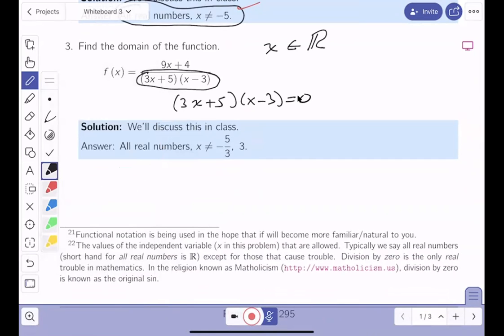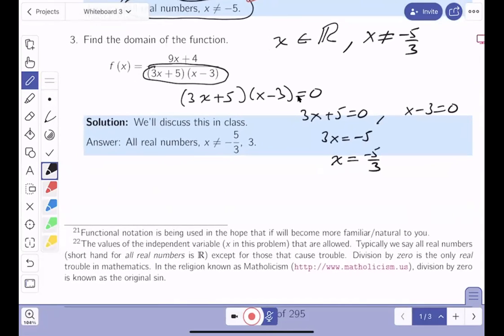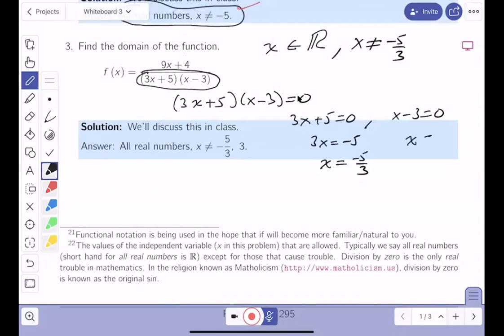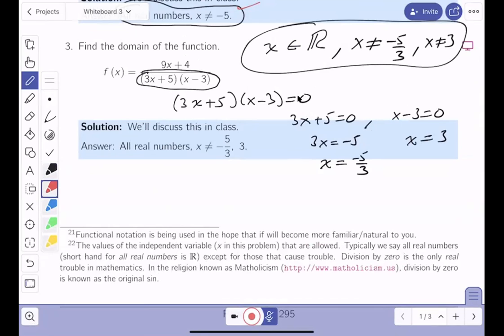All right, looking at it, what do I see? 3x plus 5 equals 0, and the other one is x minus 3 equals 0. And these are very dangerous. What do you get here? 3x equals minus 5, and if I divide both sides by 3, I get minus 5/3. That can't come in. I'll write this down now. x cannot be minus 5/3. Why is that? It would cause division by 0. What's the other number? Well, 3. 3 can't come in either. Why is that? Division by 0. All right, let me just check it.